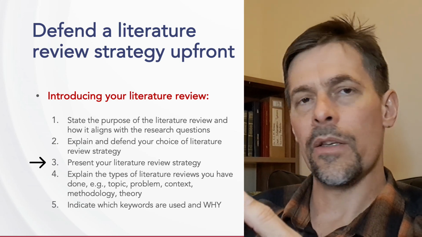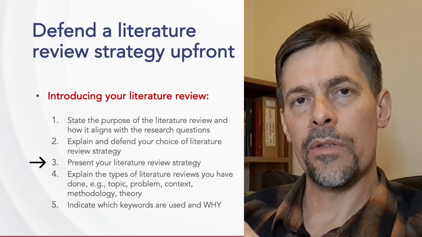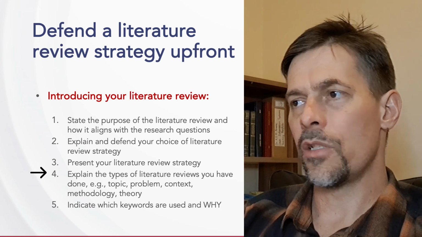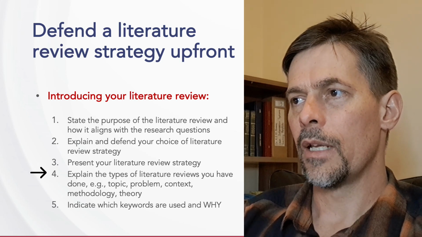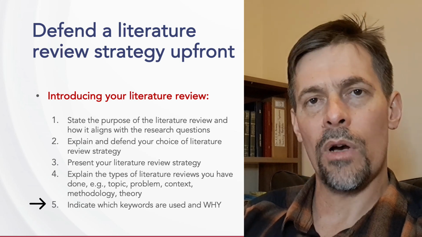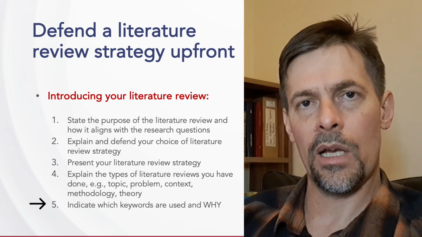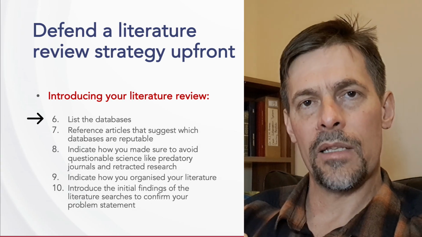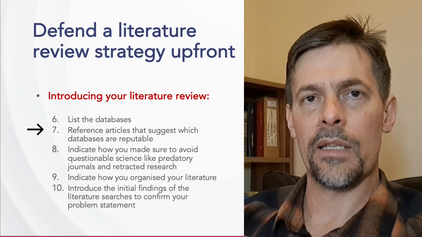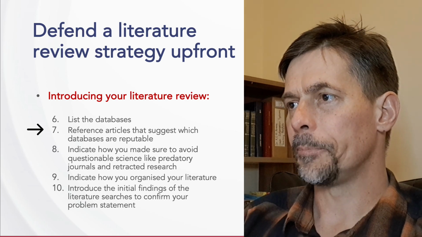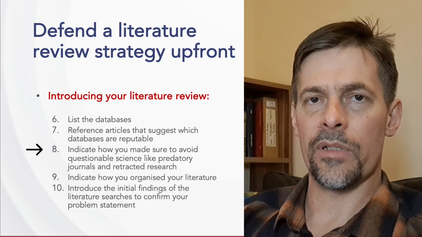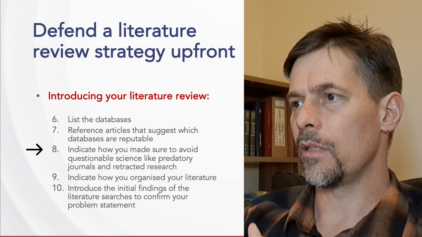In that, there are things that you need to consider. For example, you need to explain the different types of reviews of literature that you've done. It could be reviews of literature on the problem, the context, methodology, theory. Indicate which keywords you've used and why they are appropriate. And if I say why, it means you need to say how those keywords align with your research questions. List the databases that you've used, and especially use reference articles that say that those are reputable databases. Indicate how you've made sure to avoid questionable science, like for example predatory journals and retracted research.